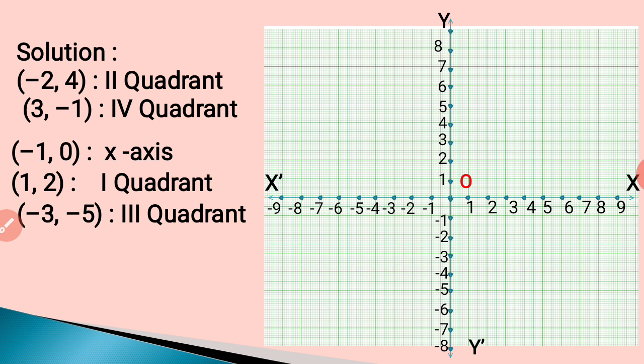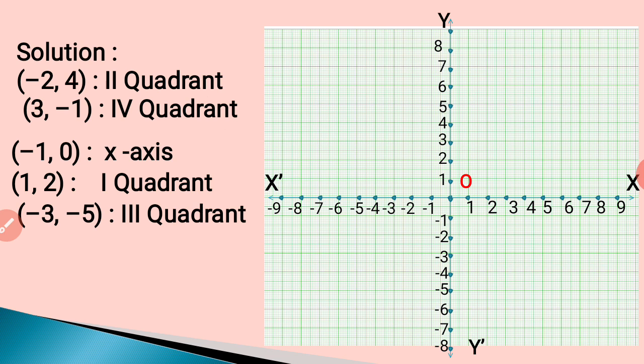Then comes -1, 0. Now here you have the x coordinate given and the y coordinate is 0. Such a point lies on the x-axis. The next is 1, 2. Both are positive. Such a point will always lie in the first quadrant. And the last one here is -3, -5. Both are negative, so it has to lie in the third quadrant.